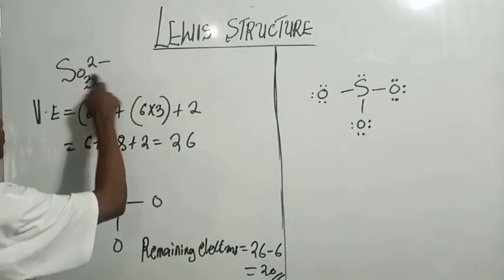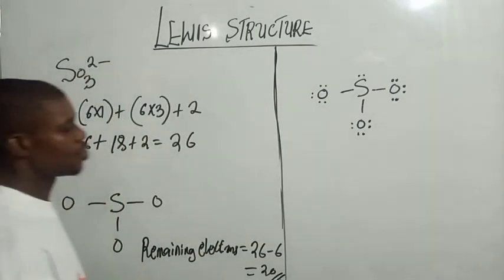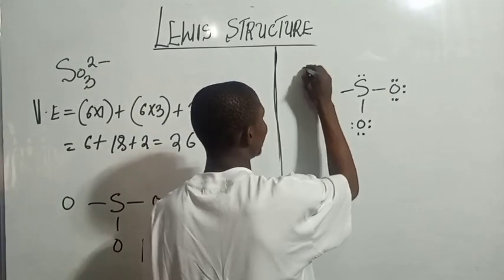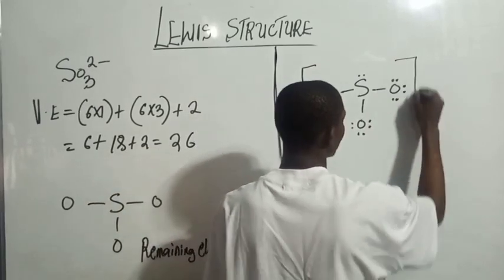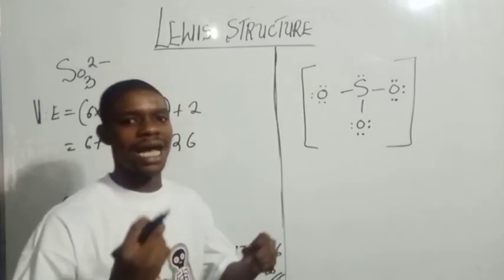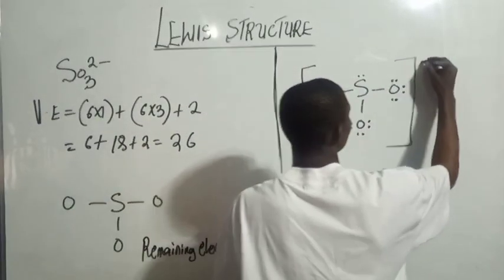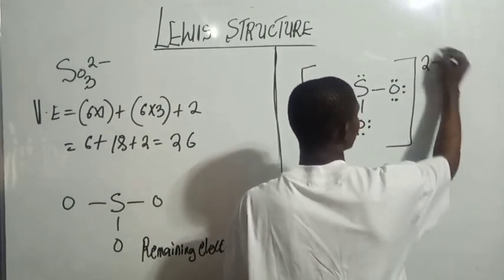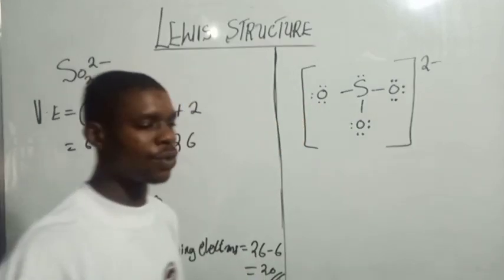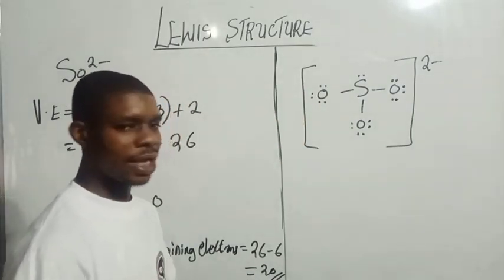However, now because here we have 2 minus, whenever you have a charge, after drawing the Lewis structure, ensuring that all the atoms have their octet electrons, what you want to do is put a square bracket and put 2 minus. This equates to the total formal charge of the molecule. Do you get?